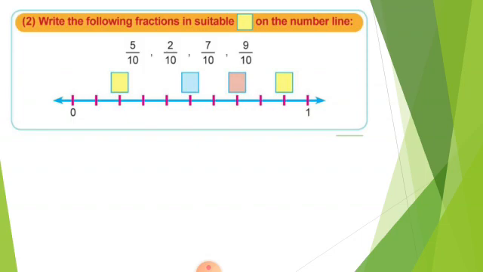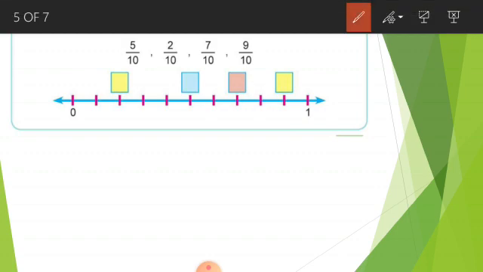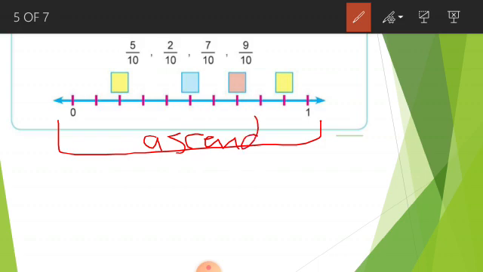Ordering fractions. Write the following fractions in the suitable square on the number line. This is called the number line. From 0 to 1, I want to put the suitable fractions. I want to write the numbers in ascending order, from the smallest to the biggest, from 0 to 1.